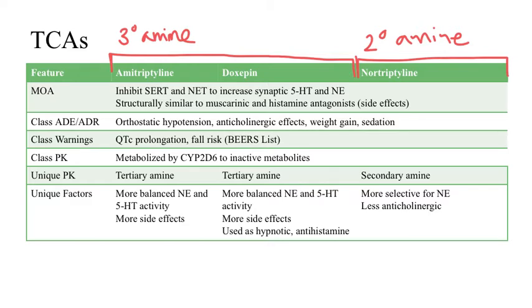As I mentioned previously, these drugs inhibit SERT and NET to increase synaptic serotonin and norepinephrine, and their structural similarity to muscarinic and histaminic antagonists leads to their many side effects. These class side effects include orthostatic hypotension, which is a result of their alpha-adrenergic antagonist activity, anticholinergic effects, which is a result of inhibiting muscarinic cholinergic receptors. And these are things like dry mouth, blurry vision, urinary retention, and constipation. These agents also produce weight gain and sedation, which are due to their activity at the histamine receptor.